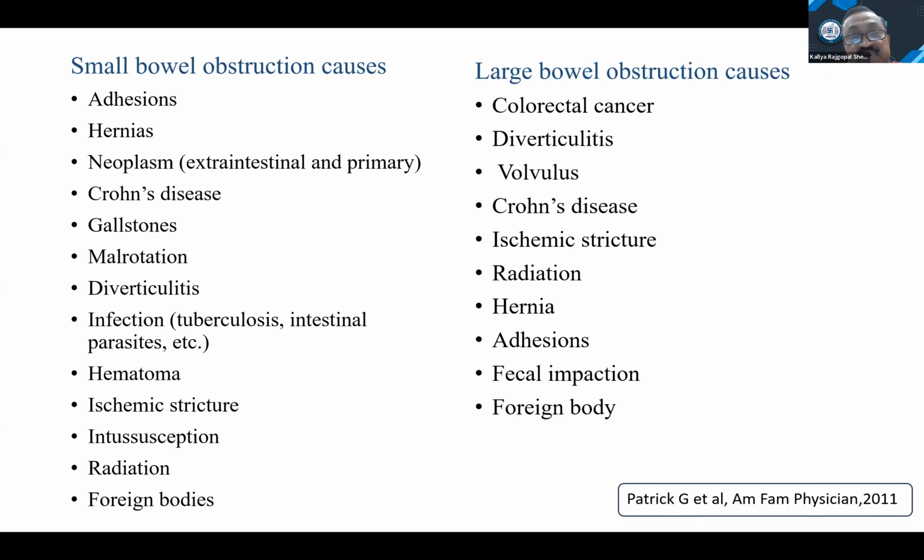Small bowel obstruction, you have written malrotation, ischemic stricture, hematoma, all those things. I understand that you have read how all these things cause it. All right. My question to you is at this stage itself.